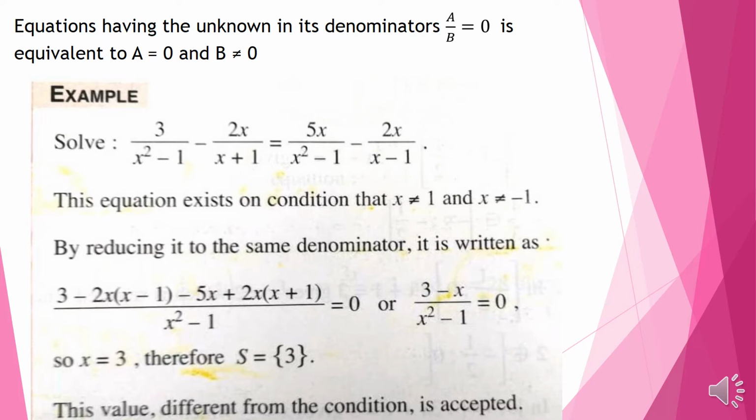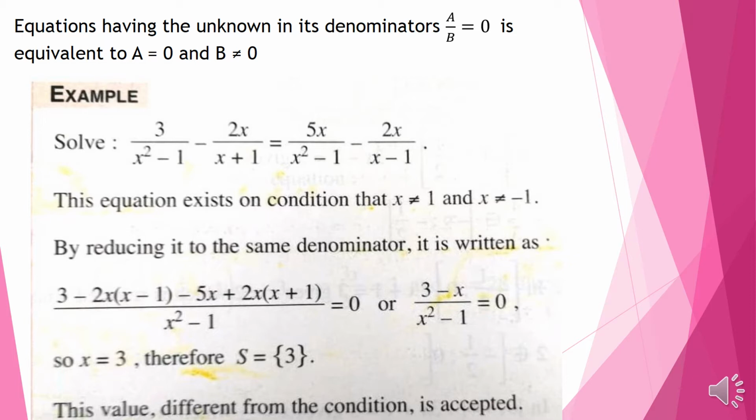x squared minus 1 divided by the first denominator, we get 1. So 3 times 1 is 3. x squared minus 1 divided by x plus 1, we get x minus 1. So x minus 1 multiplied by minus 2x, since we have minus 2x. Here we get minus 5. Change the equation to the form equal to 0. We get minus 5x over x squared minus 1 plus 2x over x minus 1 equals 0.